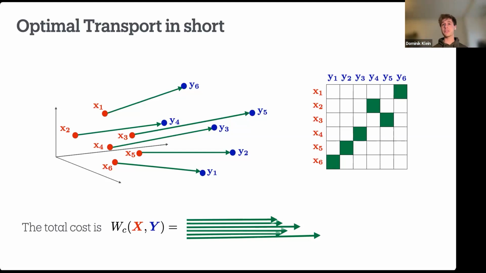Now, we can quantify that cost, which is just the sum of these distances. But this problem is actually very difficult. And indeed, if you think about it, if we now had another Y7 on top, we couldn't even perform that matching.